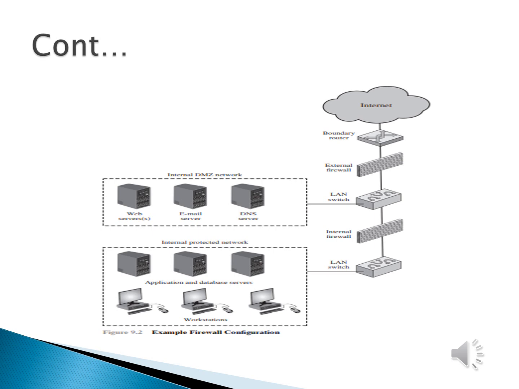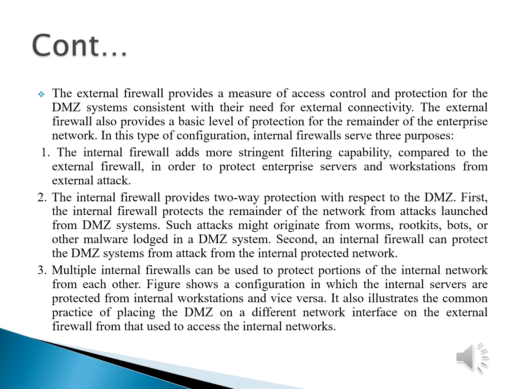See the diagram. This is an example of a firewall configuration of a DMZ network. Here it contains the DMZ network and the internal protected network, also the boundary router, external firewall, LAN switch, and internal firewalls. The external firewall provides a measure of access control and protection for the DMZ systems consistent with their need for external connectivity. The external firewall also provides a basic level of protection for the remainder of the enterprise network.